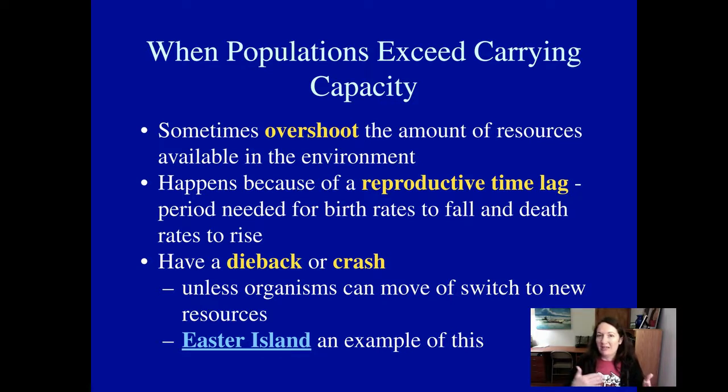We are already possibly reaching our carrying capacity. We actually don't know what our carrying capacity is, but are we going to do something to make sure that we can live sustainably? So that's, again, a big theme of this class.